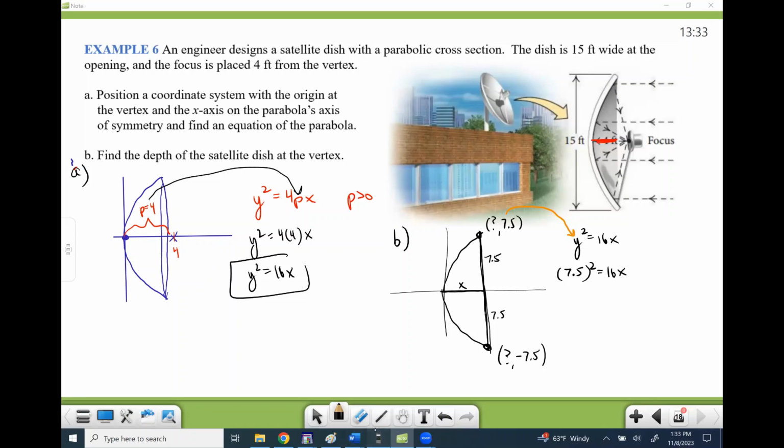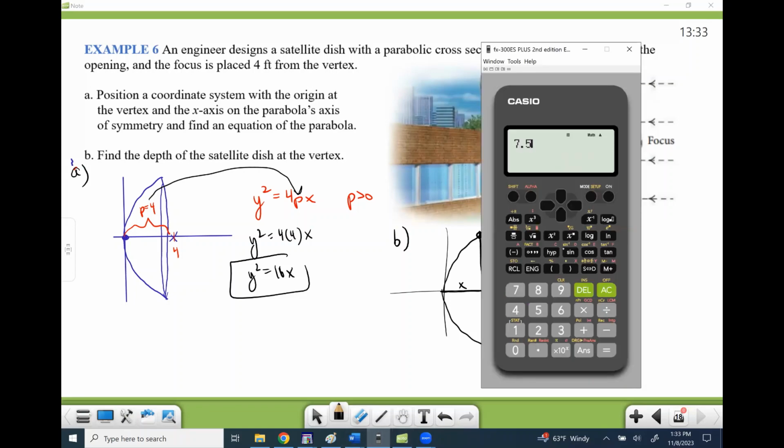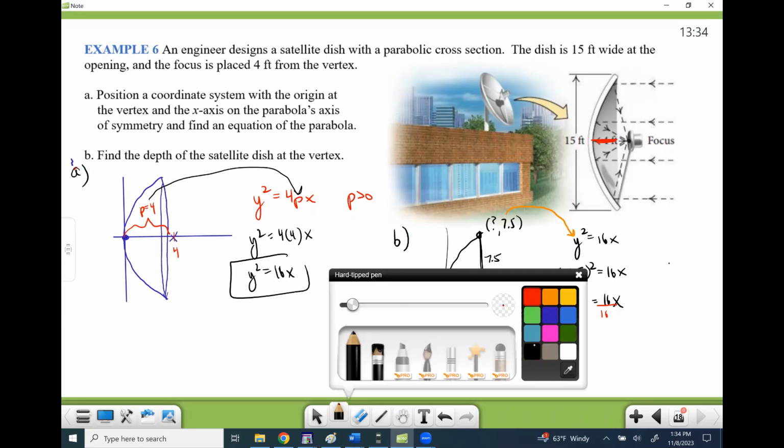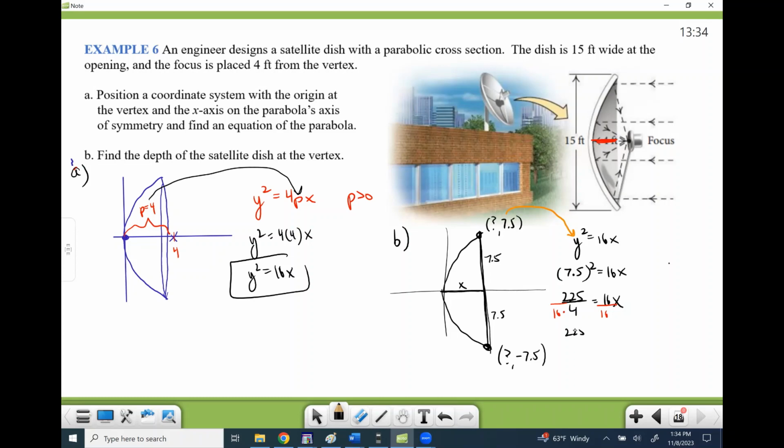We're going to square it. So 7.5 squared is 225 over 4. Now, you know what? I'm questioning if I want to keep it fractions or not, but why not? All right. And then we just have to divide by 16. I'm putting the 16 in the denominator here. Then I need to put the 16 in the denominator here. Whatever you do to one side, you do to the other. So this is going to become 225 over 64. And that's going to be your answer.